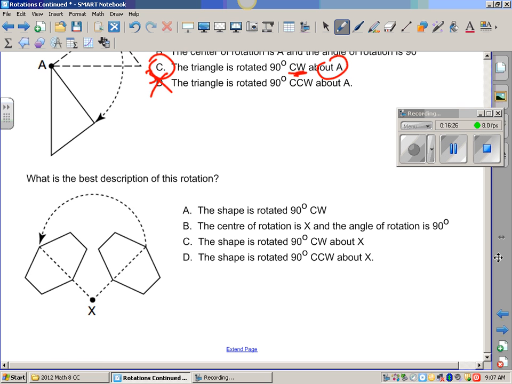And then this one here. What is the best description of the rotation? Well, 12, 3, 6, and 9. We're going from 12 to 9. So that's definitely a counterclockwise rotation. Get rid of those clockwise ones. That gets rid of A and C effortlessly. Let's look at B first. The center of rotation is X, and the angle of rotation is 90. Maybe. Let's look down at D. The shape is rotated 90 degrees counterclockwise about X. There we go right there. All right, that's definitely what we want.